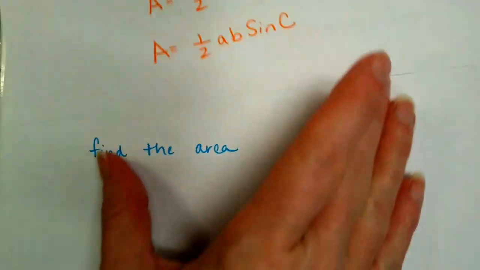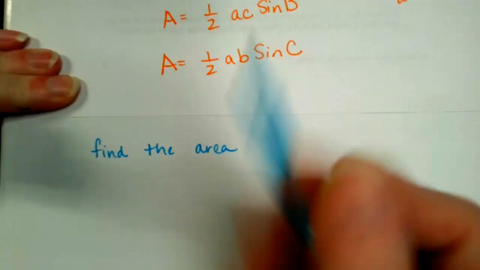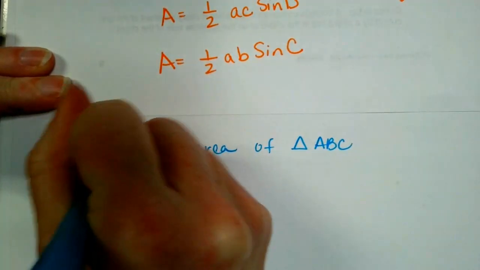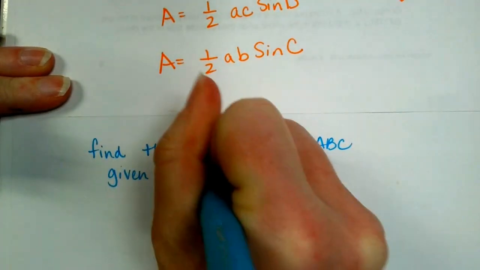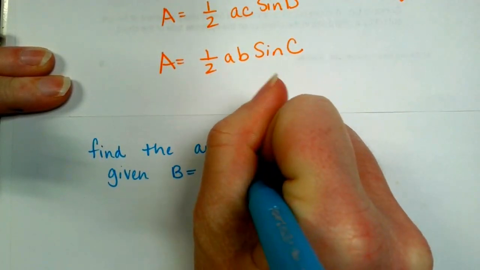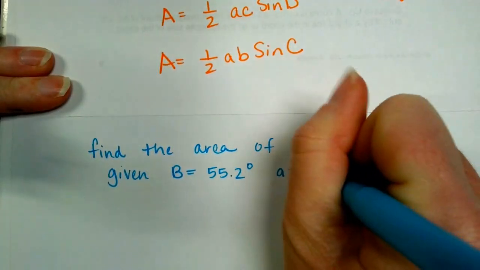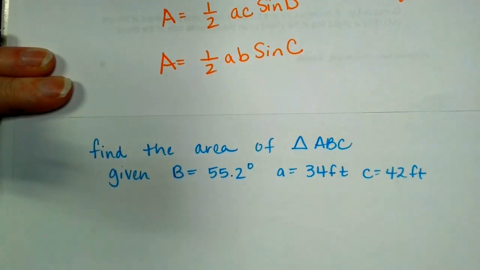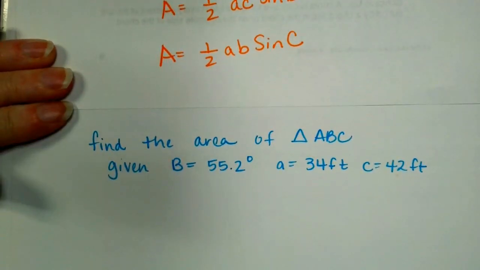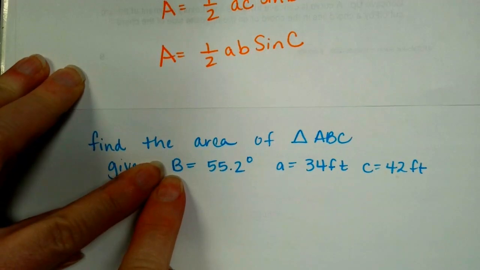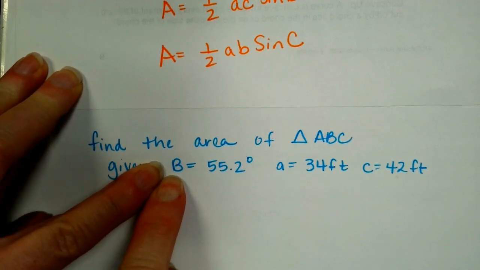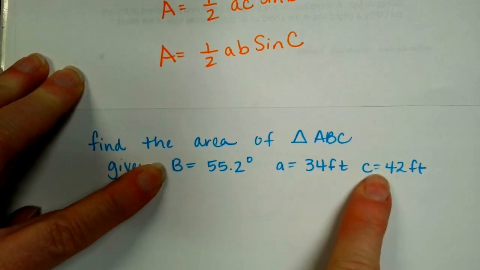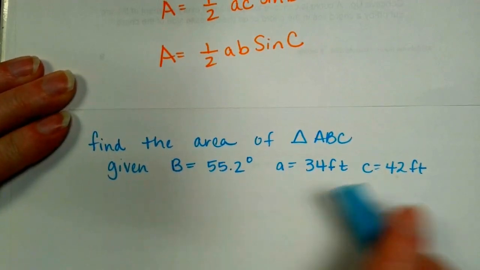Okay, so it's just going to say find the area of triangle ABC. All right, so like I said before, as long as I have whatever angle I have, which is angle B, I have to have the other two sides. So I have A, B, and C. As long as you have all three pieces, then that means this is going to work.